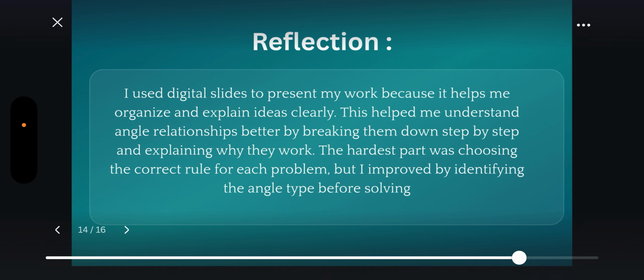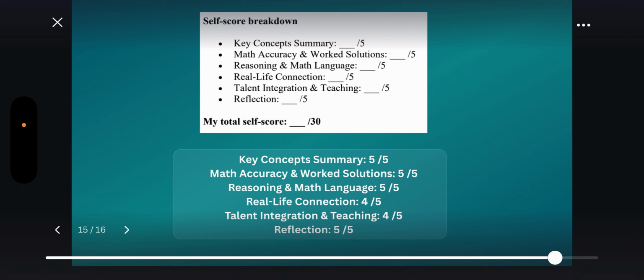My reflection is that I used my ability to do digital designing and my ways of teaching so I can help other students understand this lesson or module. And this is my reflection.